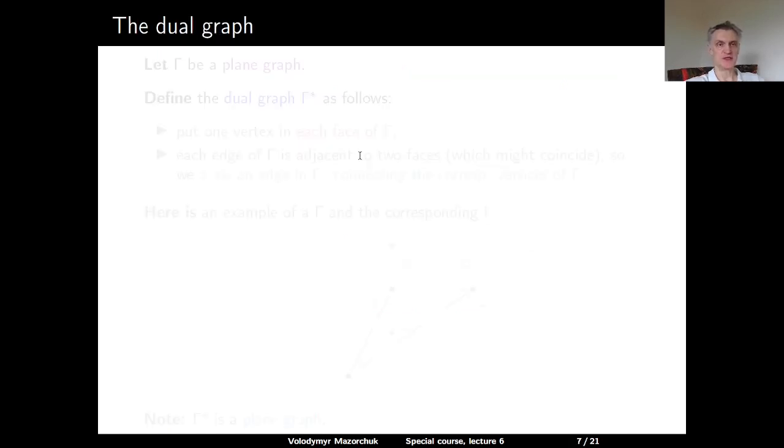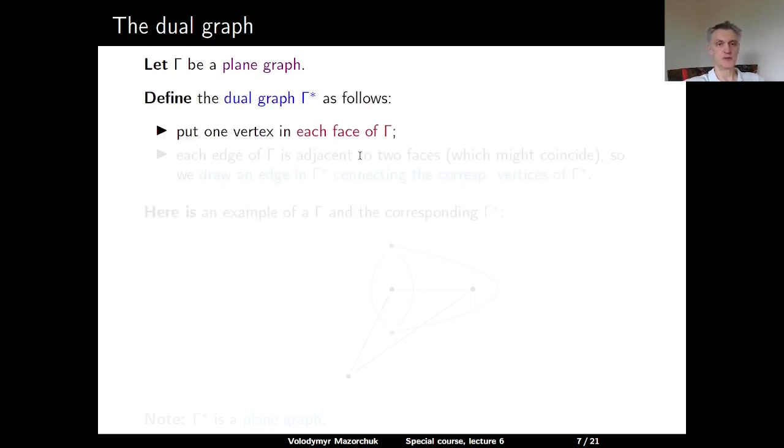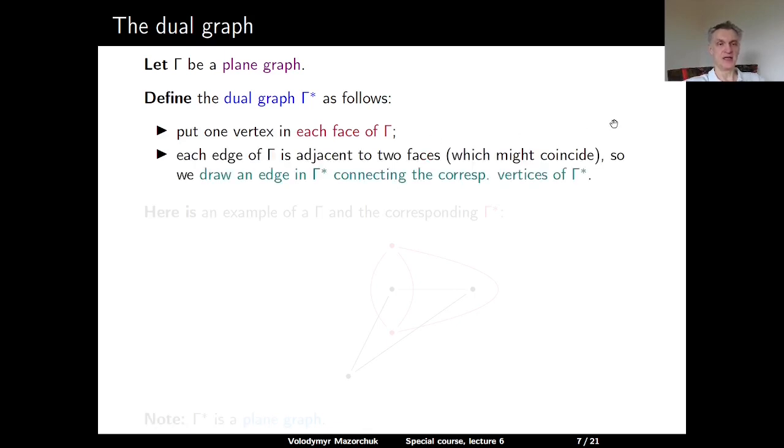In order to do this, we would need the notion of a dual graph. So let gamma be a plane graph. Define the dual graph gamma star as follows. Put one vertex in each face of gamma. Each edge of gamma is adjacent to two faces, and those two faces might coincide, by the way. So we draw an edge in gamma star connecting the corresponding vertices of gamma star for each edge in gamma.